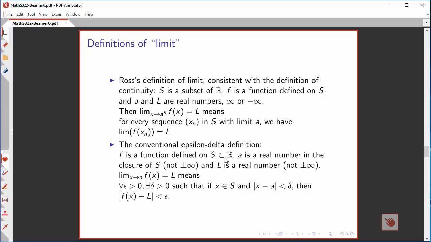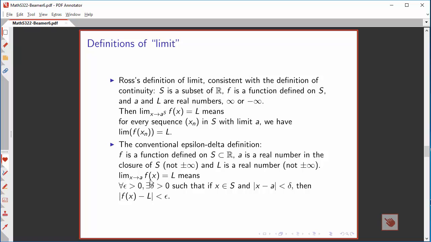We've got a function defined on some set S of the real numbers. We have a point a at which we're taking the limit, a real number, not necessarily in S, but in the closure of S. It can be achieved as the limit of a sequence in S, and the limit L is a real number. This definition does not work when a is plus or minus infinity or when L is plus or minus infinity. Ross's definition does.